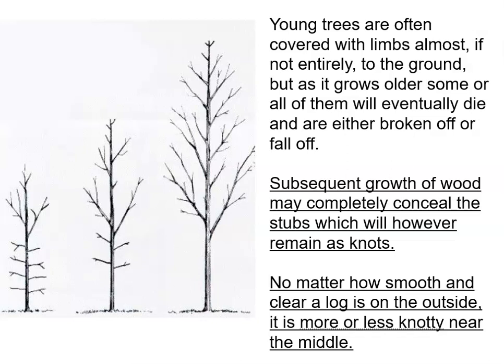Young trees are often almost covered in limbs from top to bottom. That's what we see here. But as they grow older, some of them die and break off. Subsequent growth, the new growth, might completely conceal those stubs, which will ever remain as knots. That's an important point. So no matter how smooth and clear the outside of a log is, it is more or less knotty in the middle.